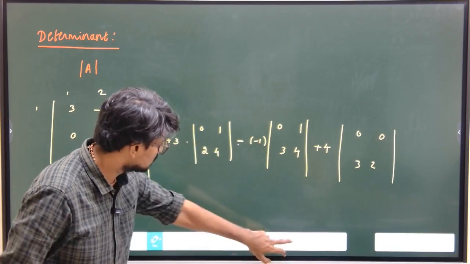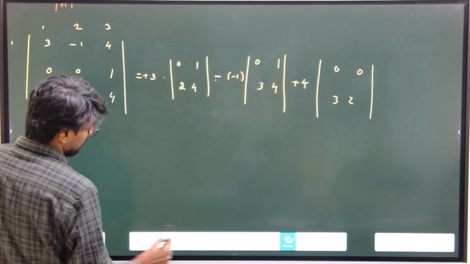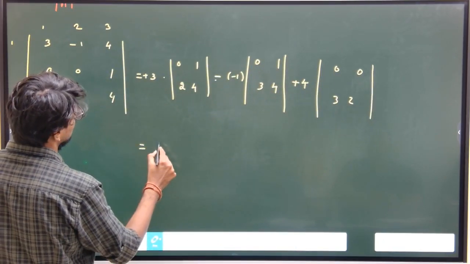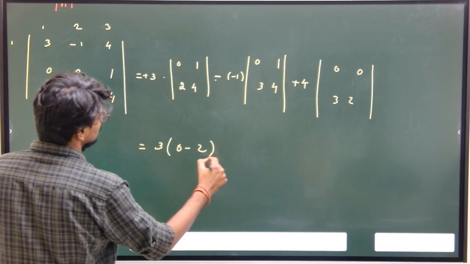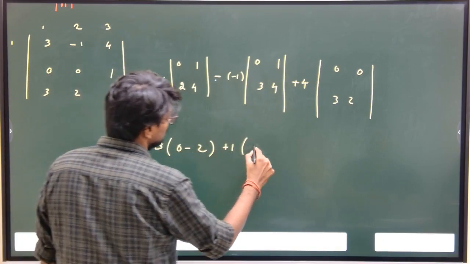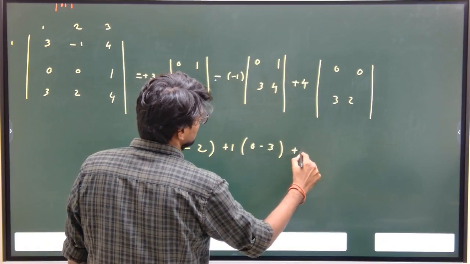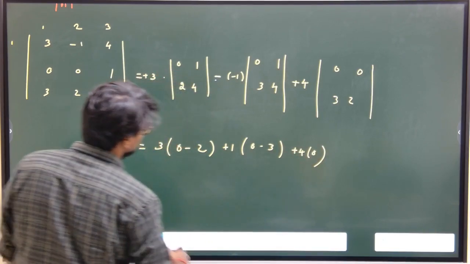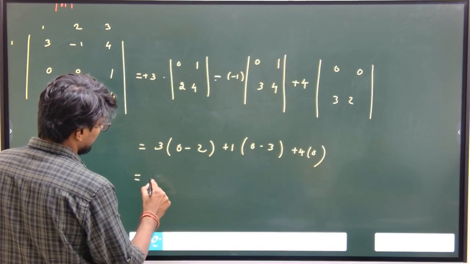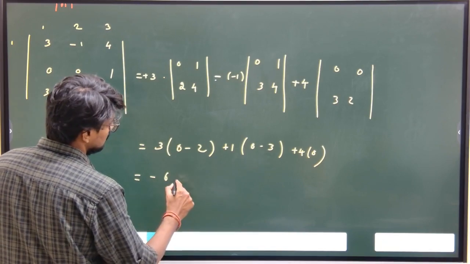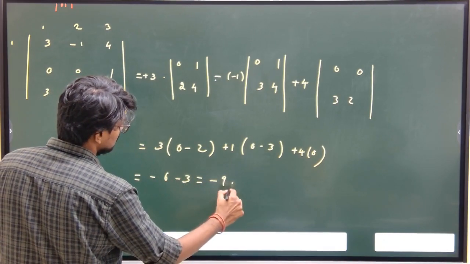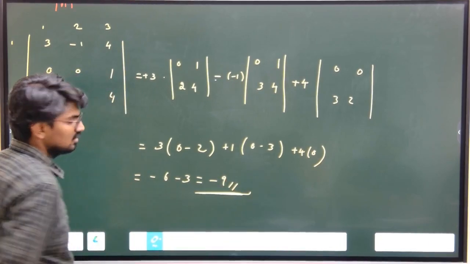If I solve this, just let me solve it. 3 into 0 minus 2, this becomes plus 1 into 0 minus 3, this is 4 into 0. So that's going to be minus 6 minus 3, which is minus 9.